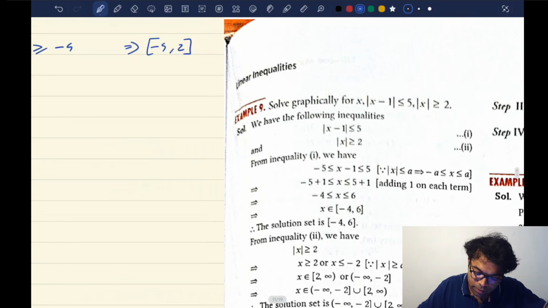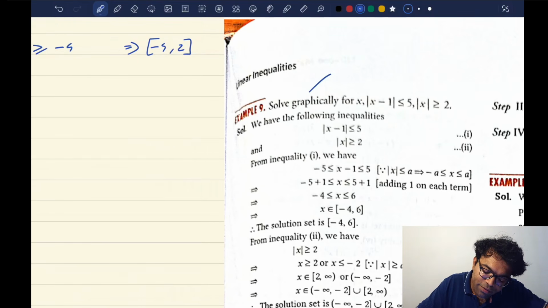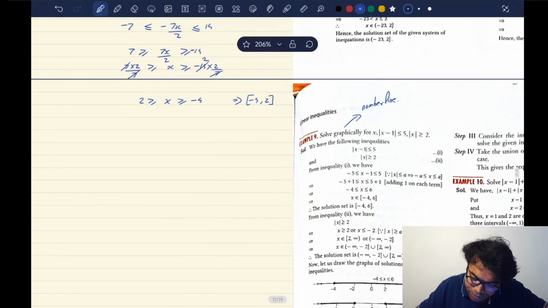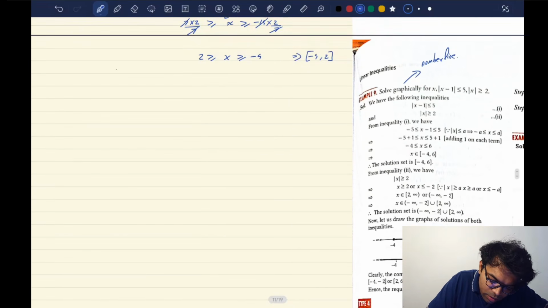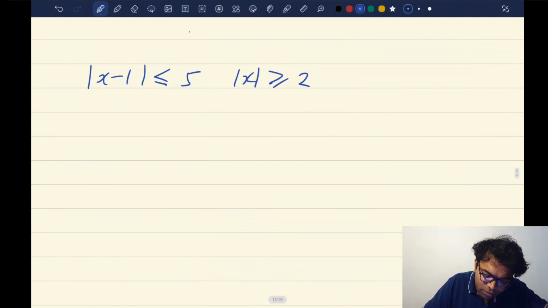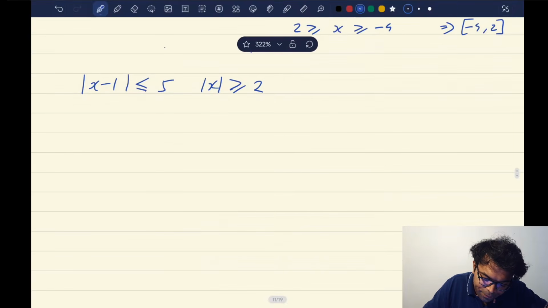So solve, when they say solve graphically, they mean a number line. Okay, so you have modulus of x minus 1 is less than or equal to 5, and modulus of x is greater than or equal to 2. Now let's do this one slowly.